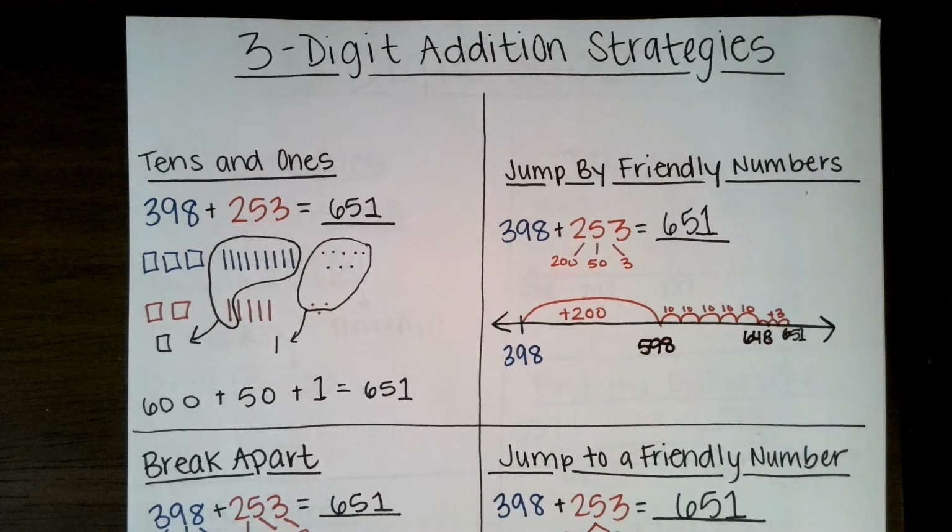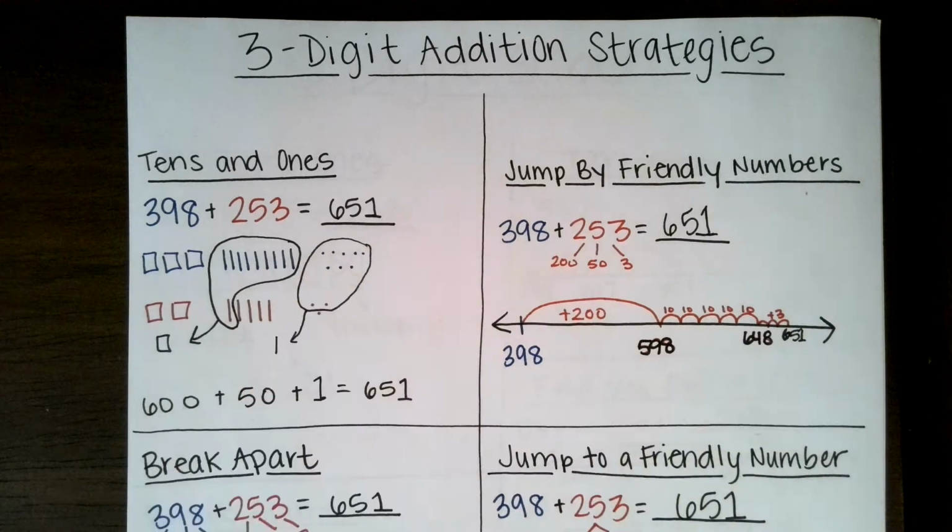Sadly, the tens and ones strategy is no longer the most efficient strategy for us to use in third grade. Now that we are starting to work with such big numbers, it becomes very hard to keep track of all of the place value pieces we are drawing, and it can cause us to make silly mistakes that we could have avoided if we had a more efficient or neater strategy.